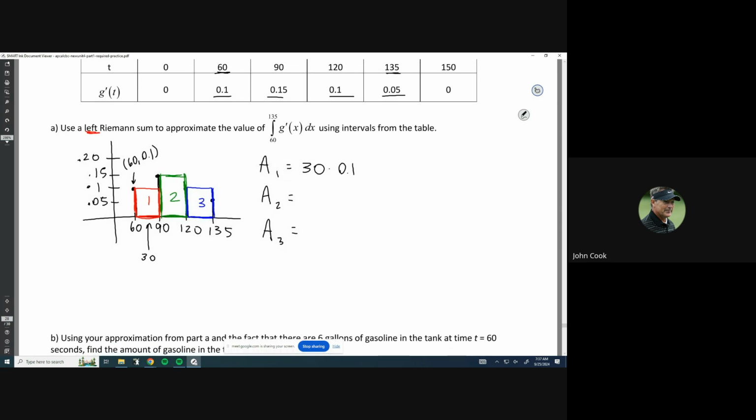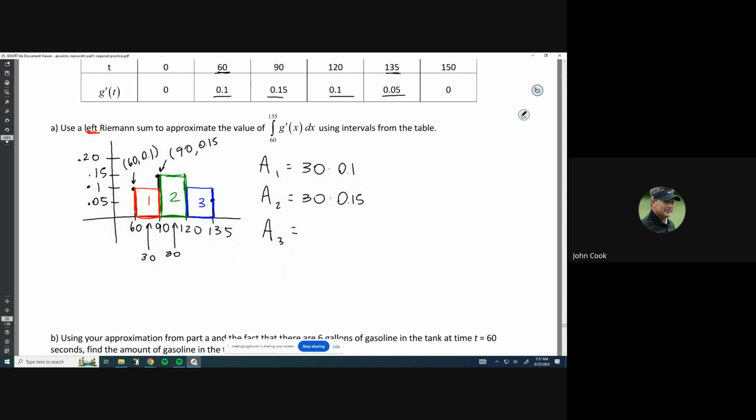All right, so for the second area, now the distance between the left interval and the right interval, 90 to 120, is again 30. And then the height is going to be based off of this coordinate right here, 120, 0.1. Oh, I'm sorry, 90, my bad. It's going to be based off the left one. So 90 and then 0.15. So 0.15 is the height for that one.